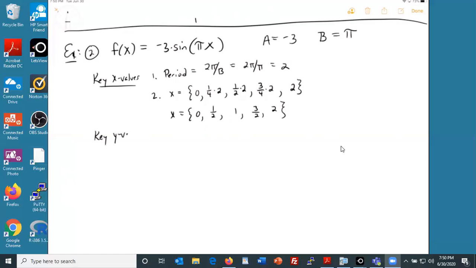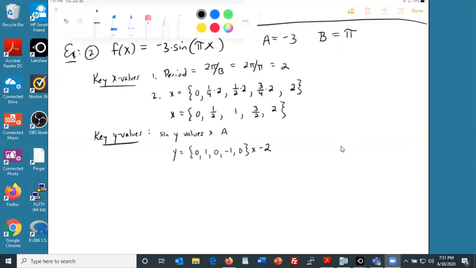The key y values, remember this is sine, so we want the sine y values, right, times a. So here the sine y values are 0, 1, 0, -1, and 0 times -2. Oh, not -2, -3, my bad.